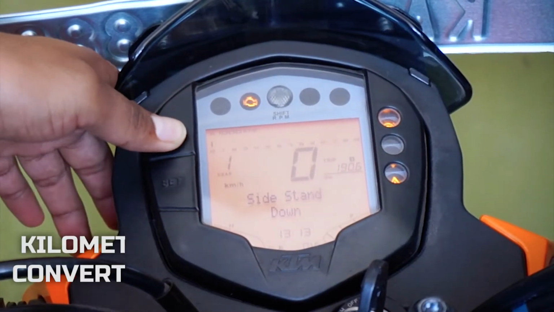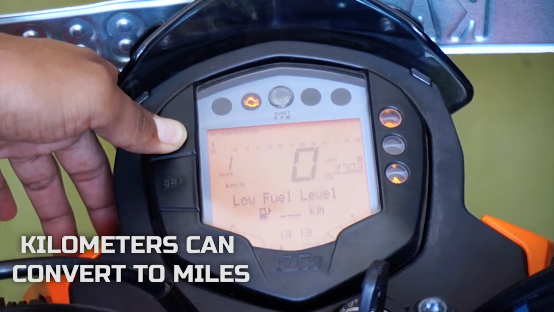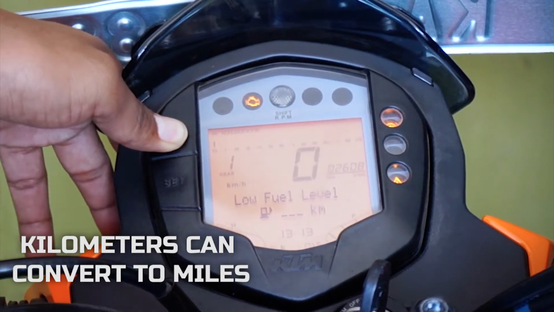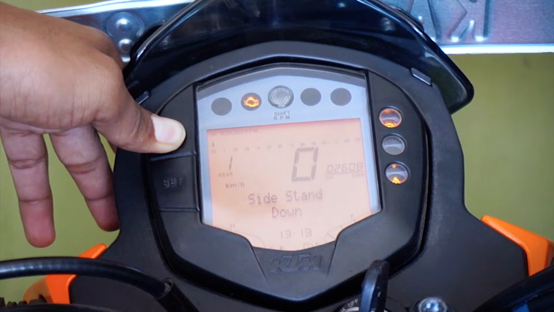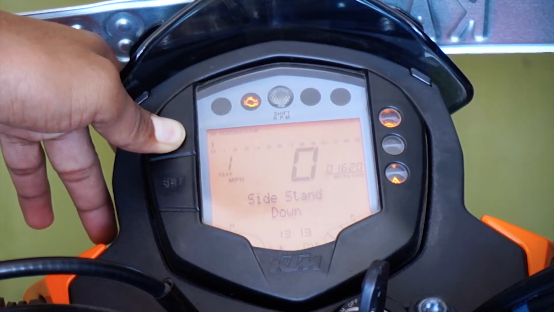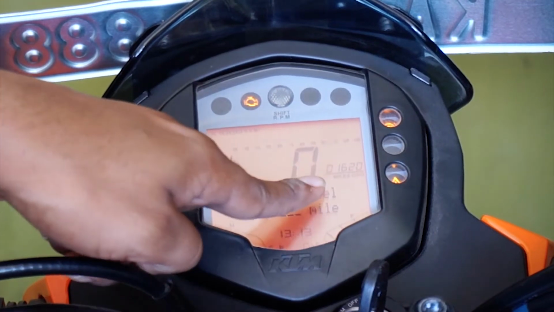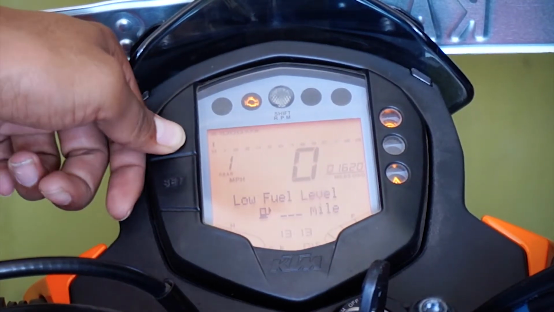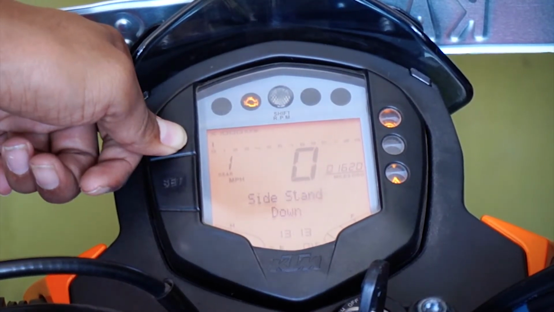And the next hidden feature is all about the speedometer. Yes, you can convert the kilometer per hour speed to miles per hour. How to do that? Press the mode key until the odometer comes. After that, press the mode button for 5 to 10 seconds. And now you can see it has changed to the miles per hour speed.